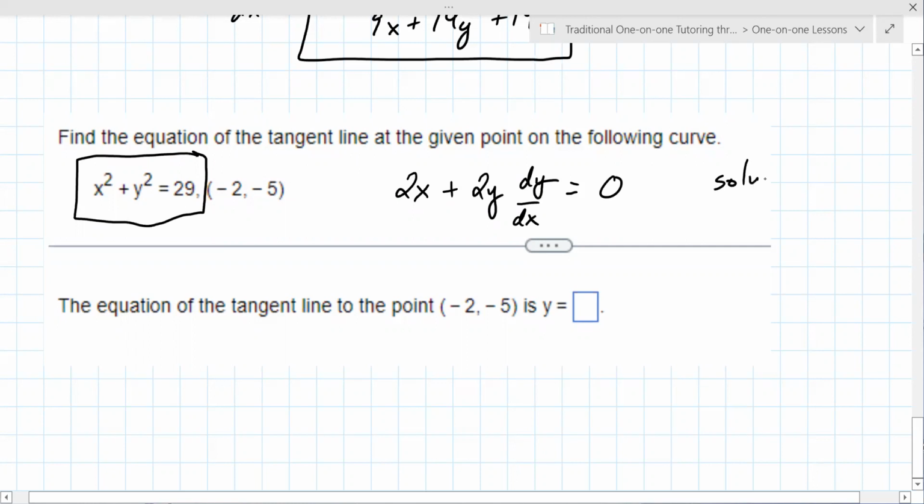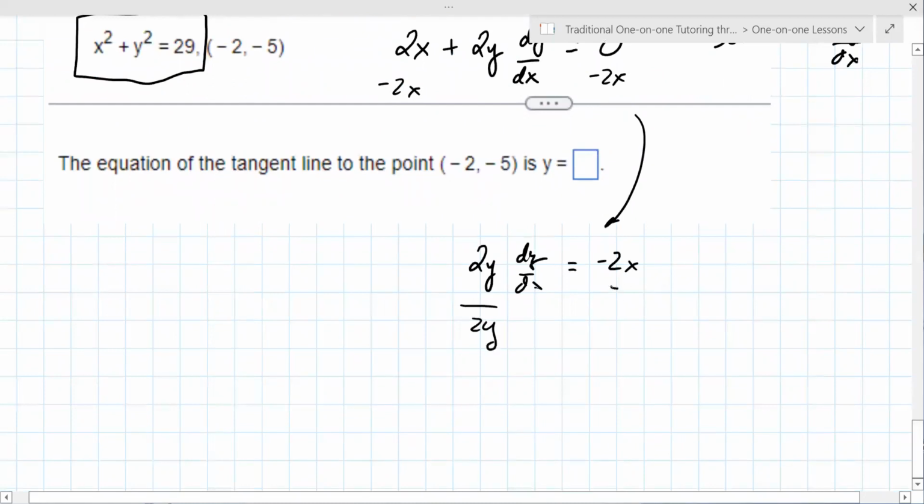And then you solve for dy/dx. This one's a little bit more straightforward. You subtract the 2x from both sides. I'm going to just come down here and you get 2y dy/dx equals minus 2x. And then you divide by 2y. So you get dy/dx equals minus x over y.